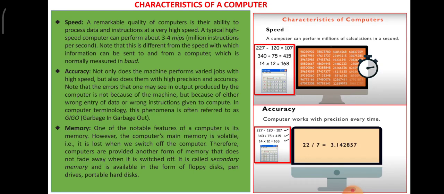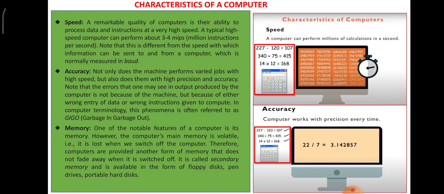Note that the errors that one may see in the output produced by the computer are not because of the machine, but because of either wrong entry of data or wrong instructions given to compute. In computer terminology, this phenomenon is often referred to as GIGO, that is nothing but garbage in, garbage out. Now look at the right hand side. The example is very clearly given. Computer works with precision every time. That is how accurate it is.